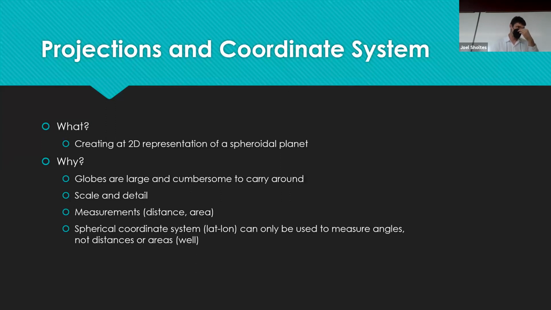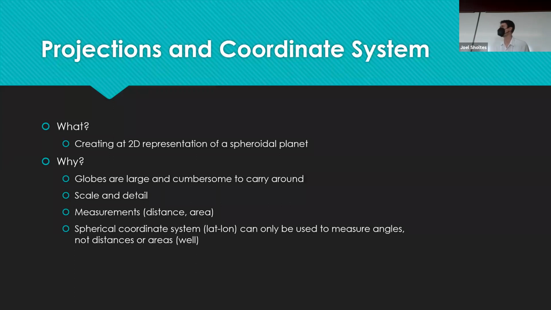So globes are large and cumbersome to carry around. That's why we have flat paper maps that we can roll up and also display on a screen. Scale and detail is really important, so we need to be able to zoom in and look closely at, you know, a plot level thing. So that's why we have flat maps. And we also need to measure, and it's easier to measure over a flat area than it is a curved area. So we do have spherical coordinate systems, latitude and longitude, as you're familiar.